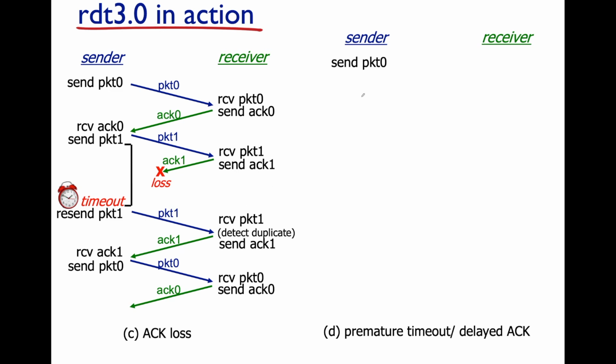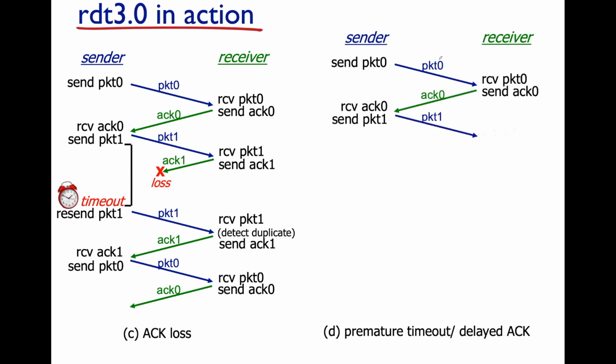Okay. So let's take a look at a delayed ACK, a premature timeout. The packet was not lost, it's just taking a really long time to get back to the sender. So we have this scenario again. We send packet 0. Packet 0 gets to the receiver, and the ACK 0 comes back. So now the sender sends packet 1. And packet 1 gets to the receiver. It delivers it to the application layer above, and then it sends ACK 1.